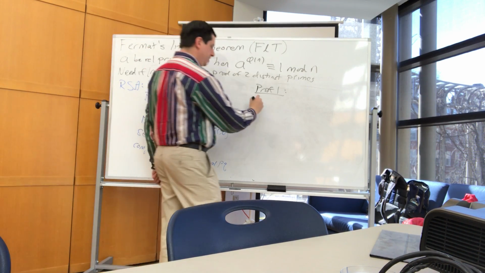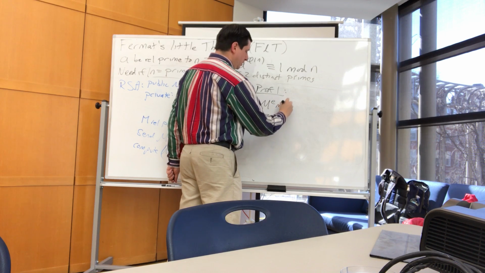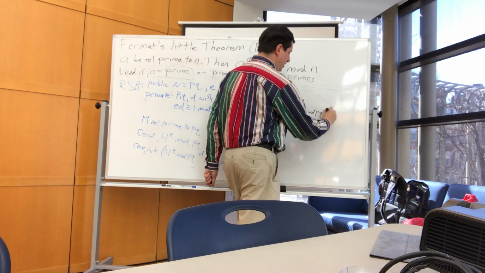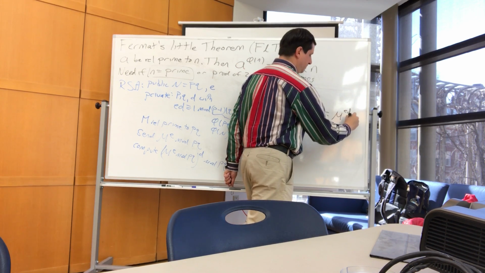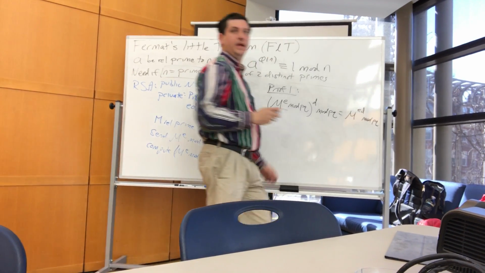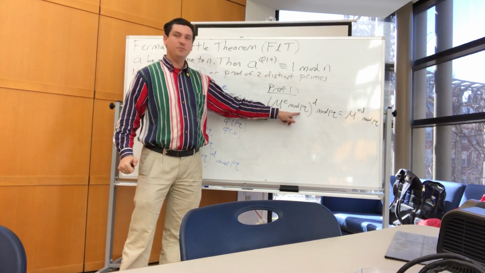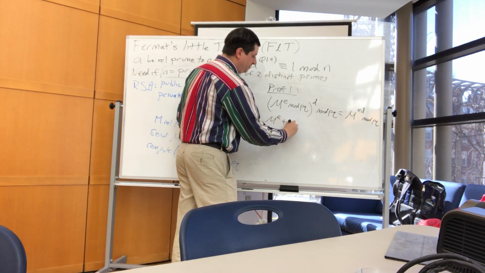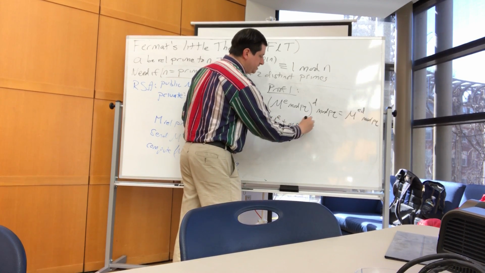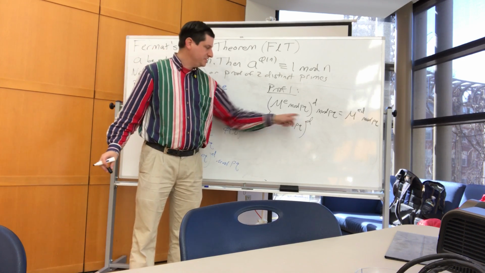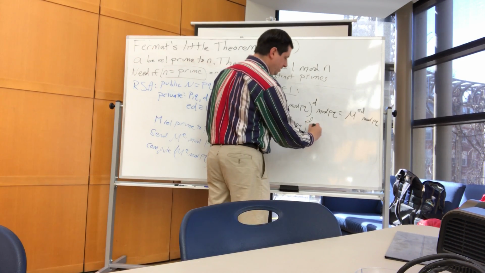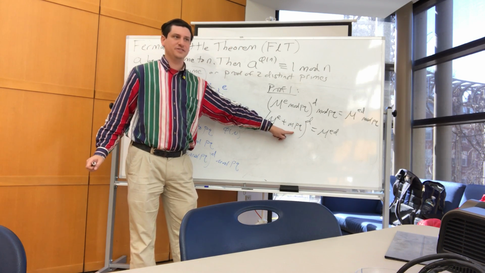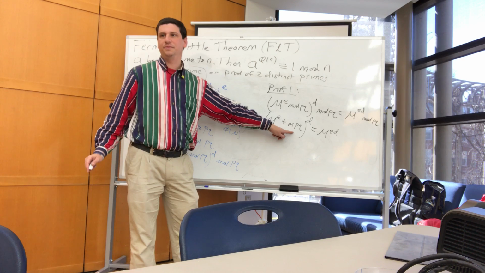So I claim that m to the e mod pq, to the d mod pq, is just m to the ed mod pq. And if you think about what's going on, m to the e mod pq is just m to the e plus some multiple of pq. And then I raise this to the dth power. When I do, the first term is going to be m to the ed, and everything else is going to have at least one of these factors. So everything else is going to be a multiple of pq.